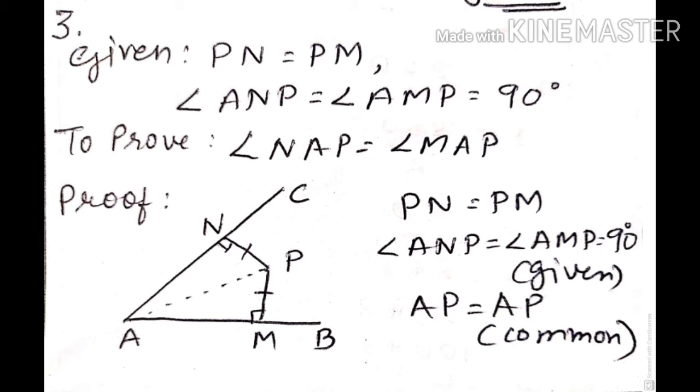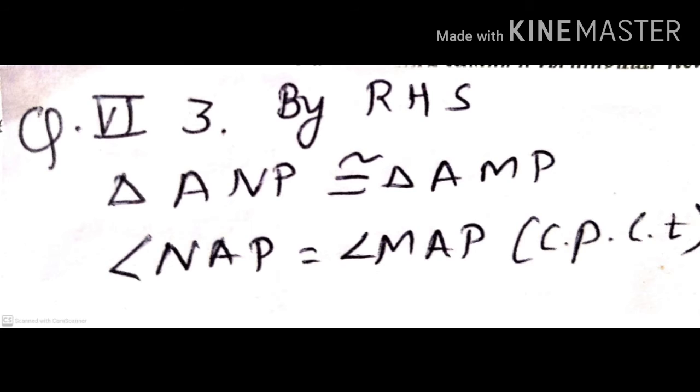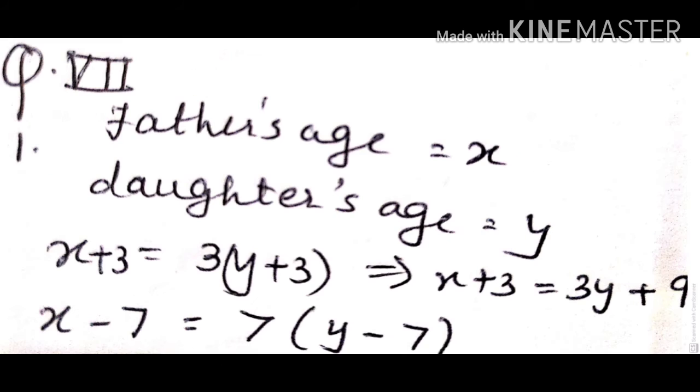Whatever is in the given part, we have to start with. PN is equal to PM and the angle which is given, 90 degrees, and AP is equal to AP, which is a common side to both triangles ANP and AMP. So here we have shown our two triangles congruent by RHS. Completing that by RHS, we get triangle ANP congruent to triangle AMP, and the required angles are equal by CPCT, that is corresponding parts of congruent triangles. So question number 6 is completed.